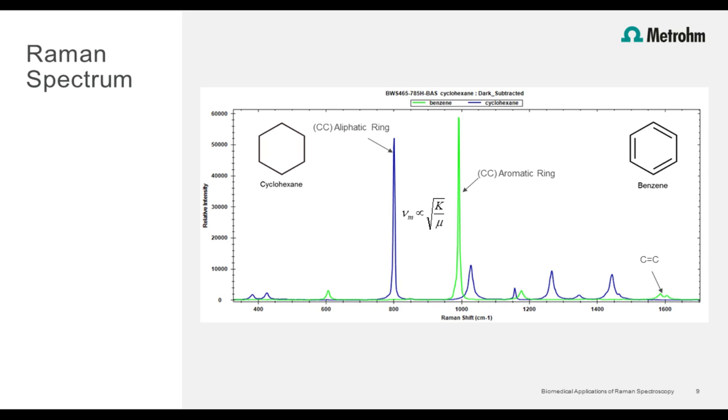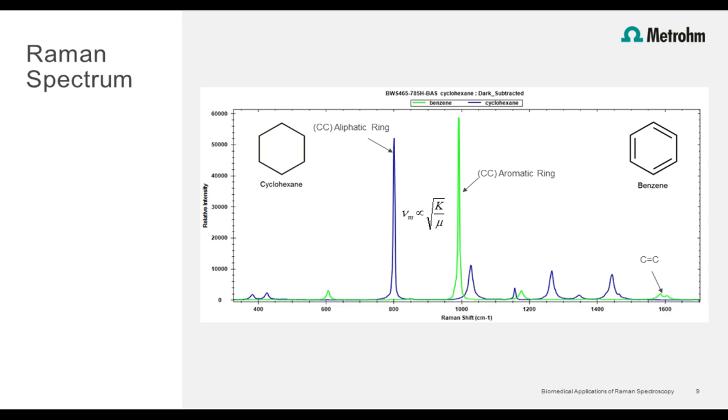A Raman spectrum is plotted with intensity on our y-axis and Raman shift on our x-axis. The Raman shift is calculated by taking the difference between the energy of our incident light and the energy of our scattered photons. We measure the Raman shift in inverse centimeters or wave numbers. And the bands that are plotted represent the vibrational modes of our molecule. These correspond to the different functional groups that make up the molecule.